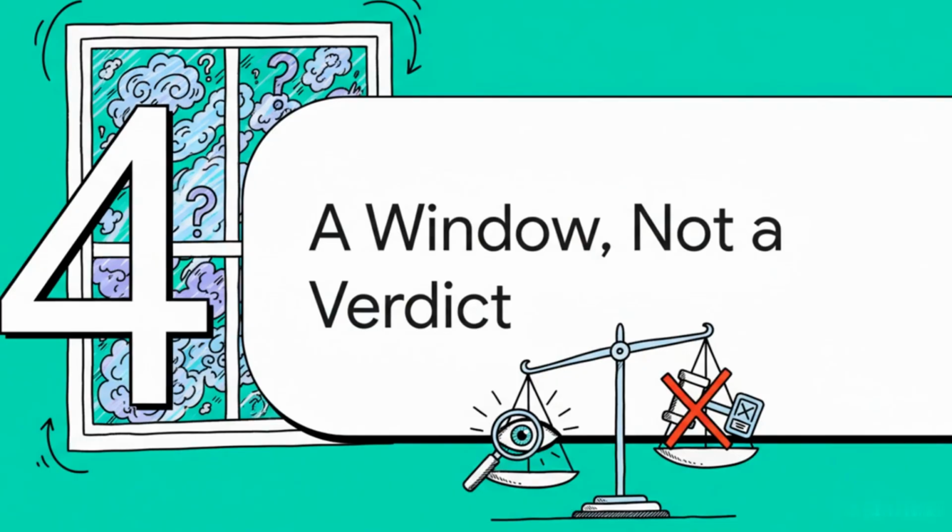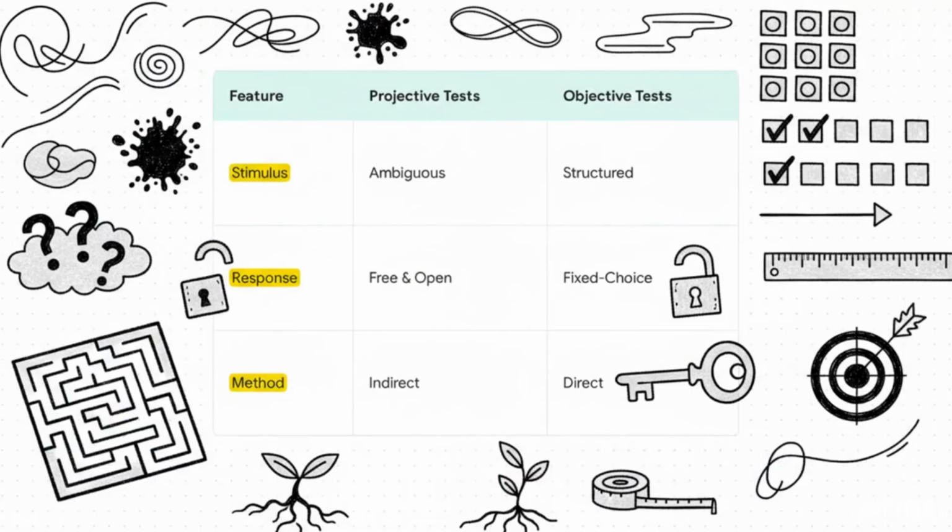But, and this is really important, we have to keep these tests in perspective. They are not a final verdict on who you are. Think of them as offering one particular viewpoint, not the whole picture. So if you compare them to objective tests, like a standard questionnaire, the difference is huge. Objective tests are structured with fixed choices like true or false. Projective tests, they use ambiguous stuff. They're all about free, open-ended answers. The whole point is to be indirect, to discover things, not just to measure them.